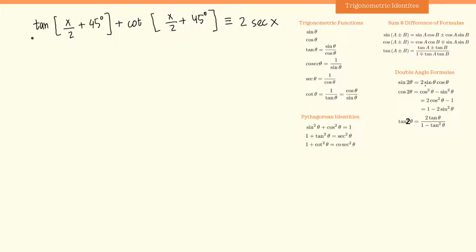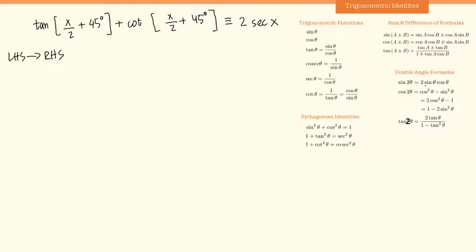In this problem of trigonometric identities, on the left hand side I have tangent of x upon 2 plus 45 degrees plus cotangent of x upon 2 plus 45 degrees, and on the right hand side I have 2 secant of x. And you can see that the left hand side is a bit lengthier, so it would be easier to prove the left hand side into the right hand side.